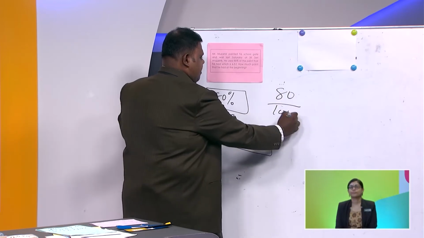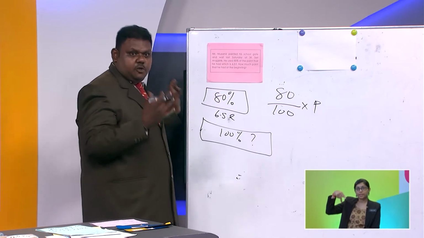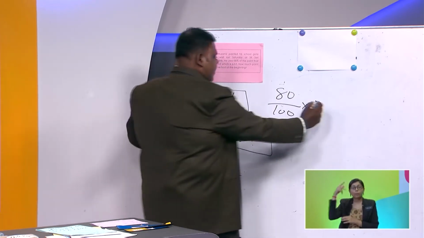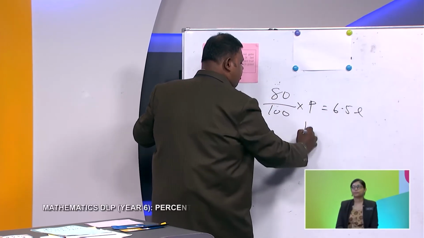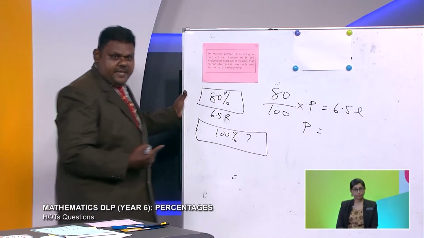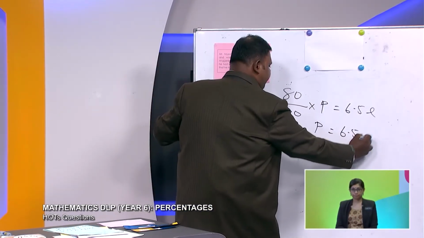80% of P, I name it as paint. The total paint that he had at the beginning is equivalent to 6.5 liter. So now what am I going to find? I'm going to find P. So to find P is 6.5 liter.